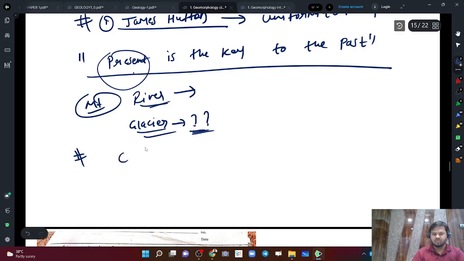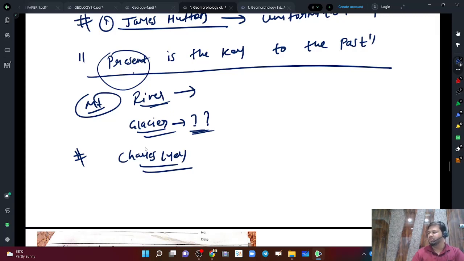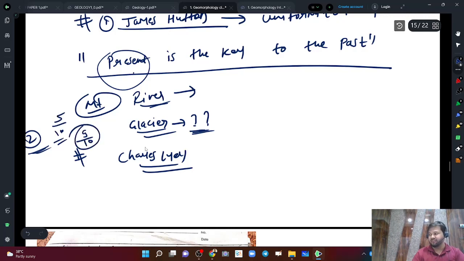One name was Charles Lyell. So you should remember these names. If you write these names in uniformitarianism, you will get 2 marks extra than other people. Most people will score 5 out of 10. You have a chance to score 9 out of 10. And there was another guy known as Playfair.